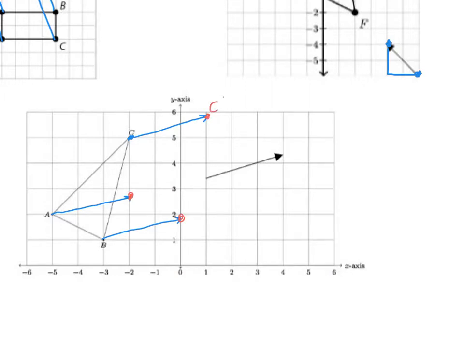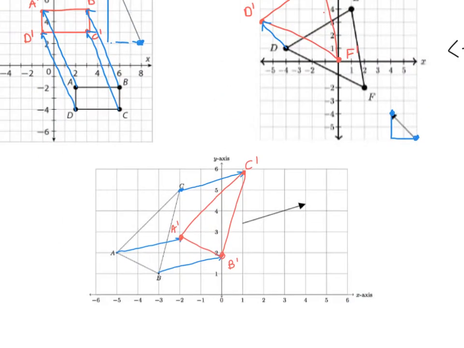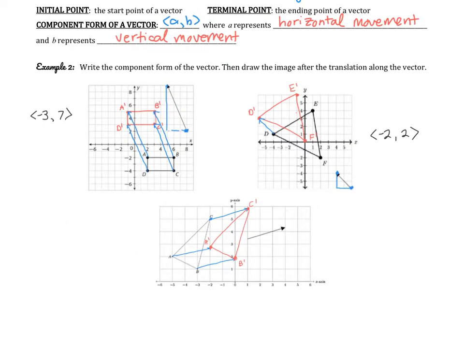So this will be C prime, this will be A prime, and this will be B prime. And here is your transformed image. And there you have it. And again, this one we can't name the exact component form because we would be estimating. So we can just use the vector to transform.